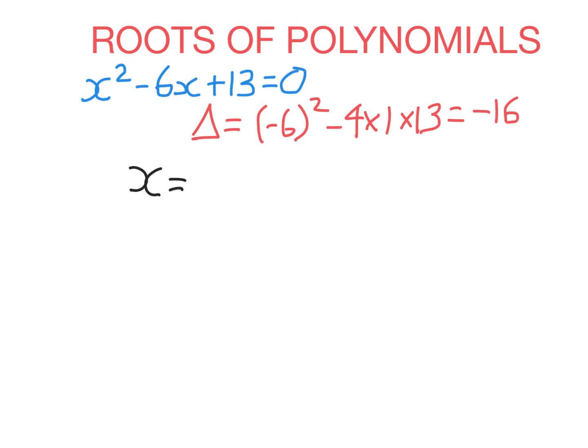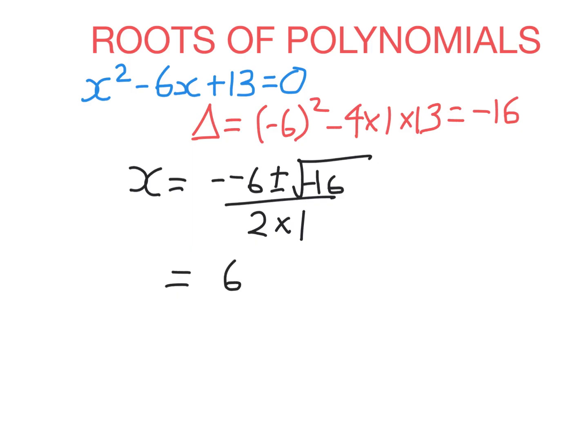So x will be minus b plus or minus the square root of the discriminant, all divided by 2a. Previously we weren't able to go any further because the square root of negative 16 has no real solutions. But now we can easily solve this. Negative 6 is just positive 6, and on the bottom we have 2.